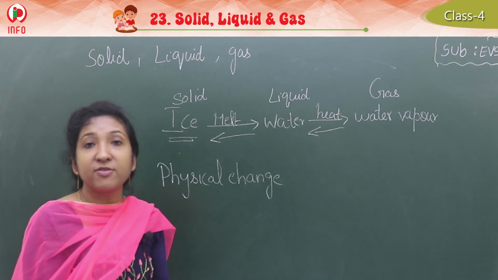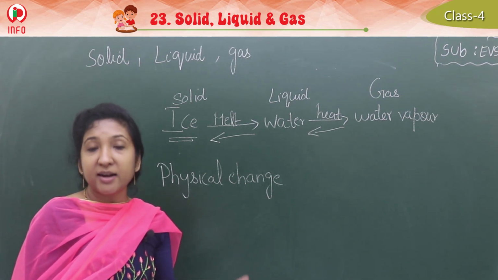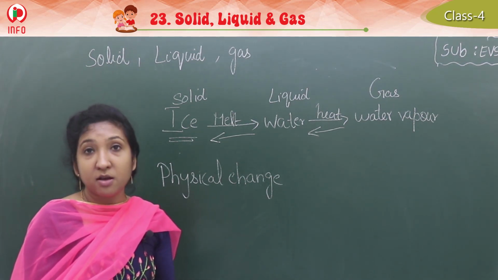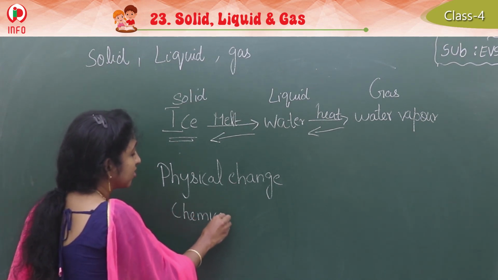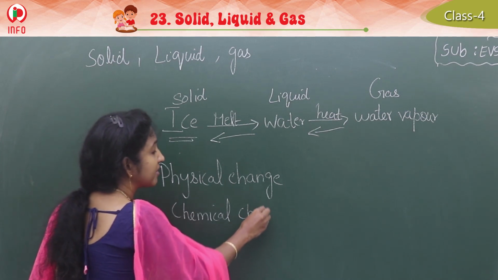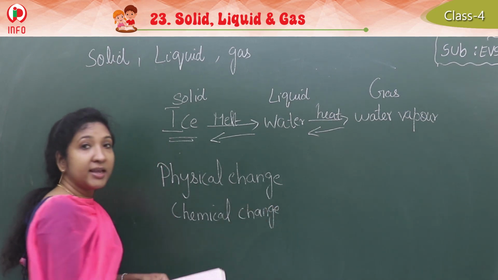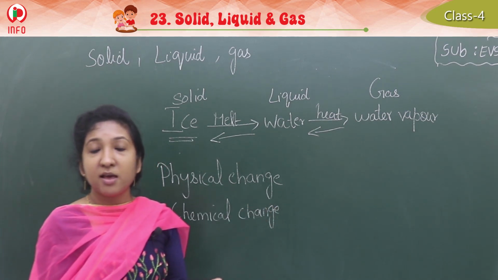So it is an example of physical change. Melting of butter is an example of physical change. Then we learned about chemical change. So what is a chemical change? In chemical change, new substances are formed. Isn't it? Nature of molecules will change.